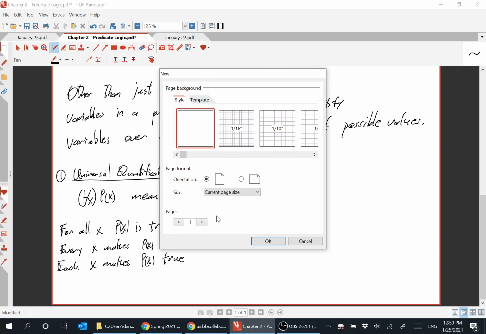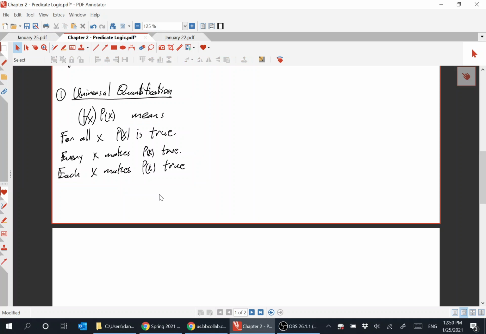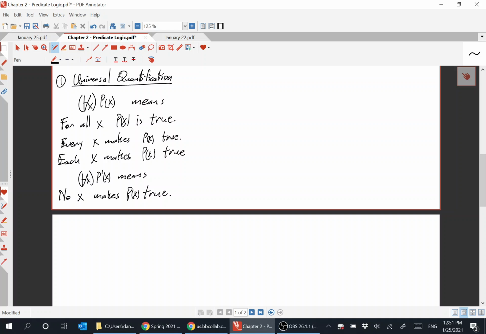Something to watch out for is the following. For all x, P of x means, in English, for all x, P of x is true; every x makes P of x true; each x makes P of x true, or something like that. But it could also be stated in the negative. So something like for all x, not P of x, means no x satisfies P of x. So it could mean every x makes P of x false, or it could say no x makes P of x true. Let me write that down way over here.